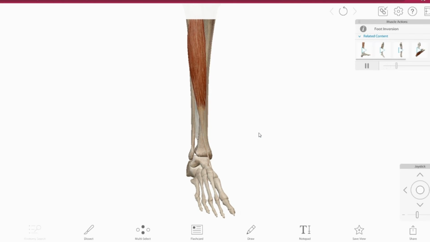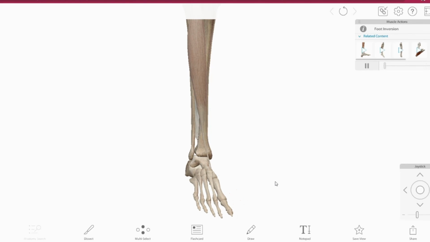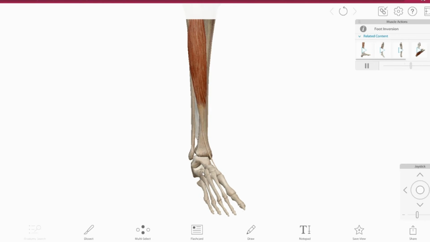Okay, so when you say foot inversion, the dorsal part of your foot faces the lateral side, while the plantar area faces the medial side. So it is an outward rotation of your foot, wherein the dorsal portion will be facing the lateral side and the plantar portion will be facing the medial side.